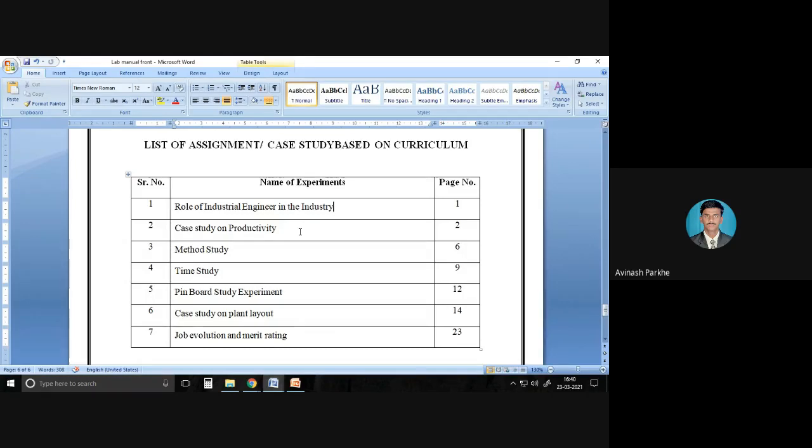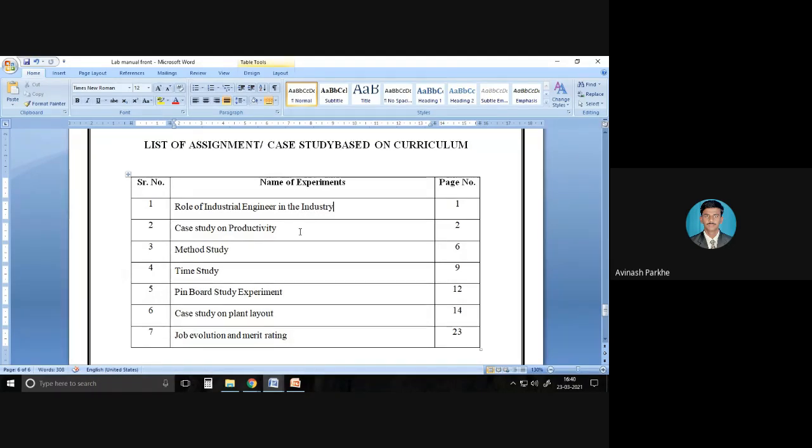For example, you are giving so many inputs. Maybe labor input is there, capital input is there, material input is there. There are so many inputs, and there is only one output. But from that particular total output, how much percentage share is given by the labor? How much percentage share is given by the material? How much percentage share is given by the capital investment?